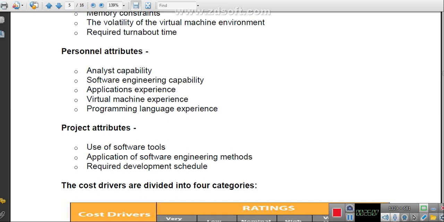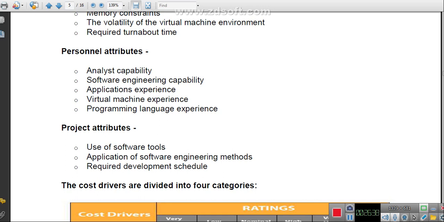So analyst capability of that particular project manager, software engineering capability of that particular project manager, application experience, how much experience that particular project manager has, then programming language experience, उसकी programming language का experience है या नहीं है, ये भी क्या है? These are the different personal attributes which will affect the cost of a particular software.